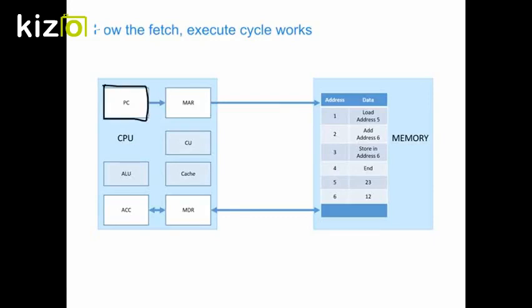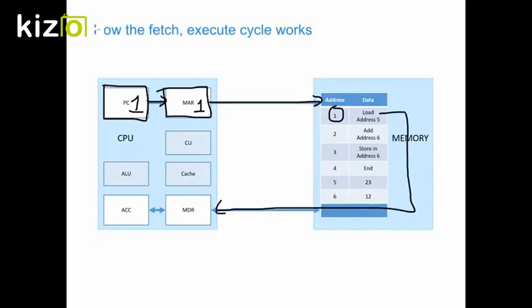So in this example, in our program, the first instruction is at address 1. Therefore, the value in the program counter would be 1. This is then passed to the memory address register. The instruction is then fetched down into the MDR, which would say load address 5. The program counter now needs to point to the next instruction, which would be 2.